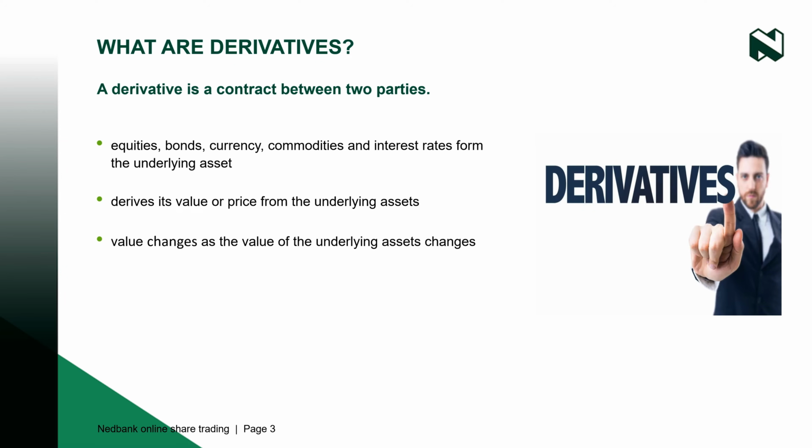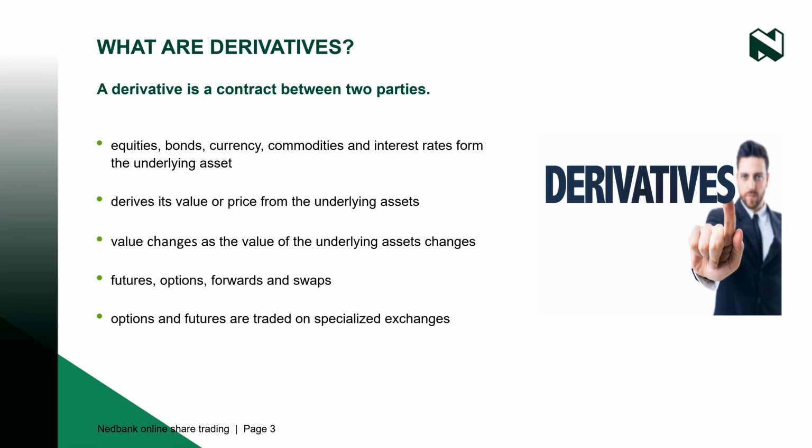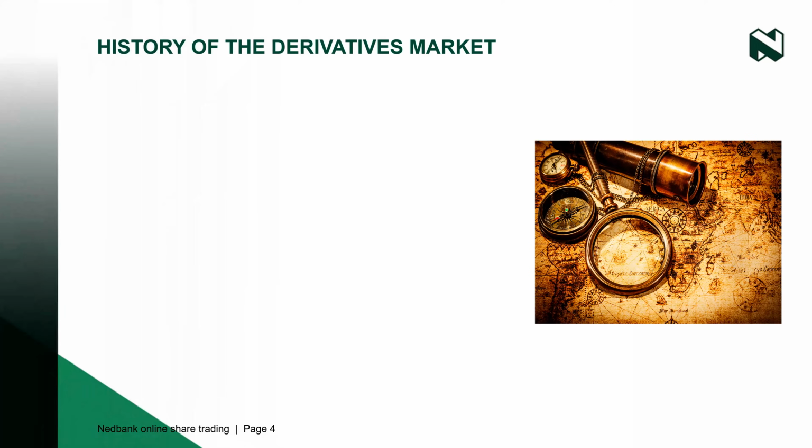The value of these underlying assets is expected to change as market movements happen. The most common types of derivatives are futures, options, forwards, and swaps. Some derivative contracts, such as options and futures, are traded on specialized exchanges, but most derivatives are traded over the counter. Over the counter, or OTC, refers to securities that are traded via a broker-dealer network as opposed to on a centralized exchange. Let's take a quick look at a brief history of the derivatives market.